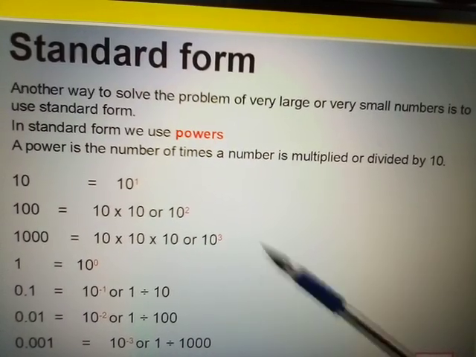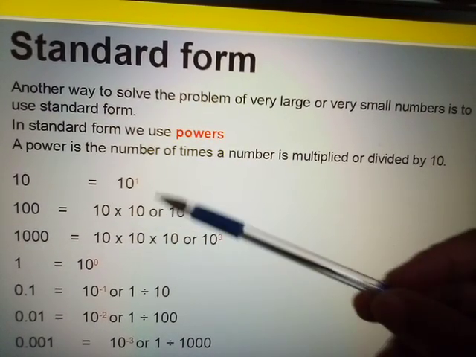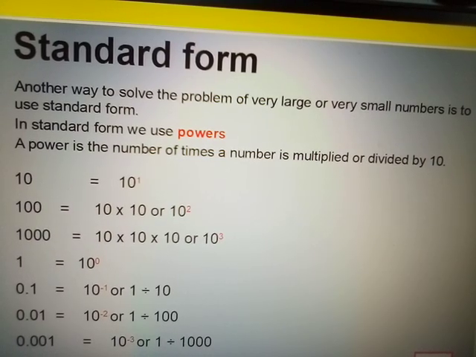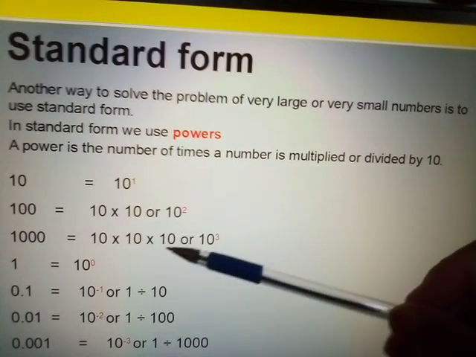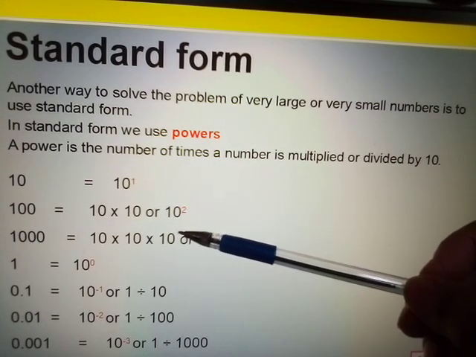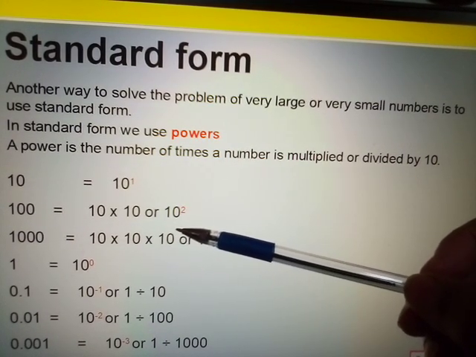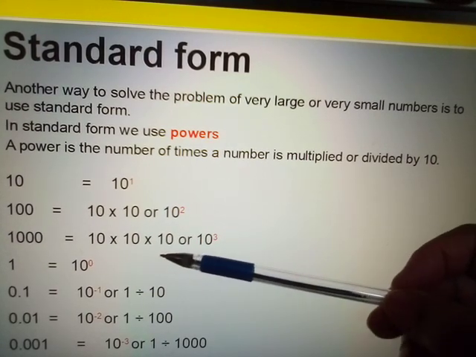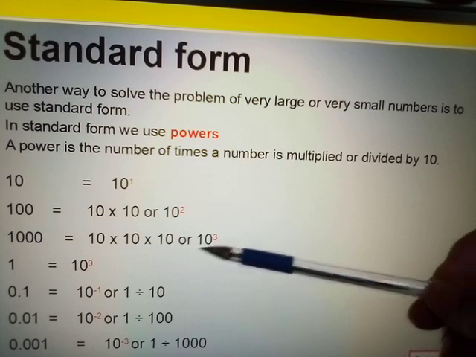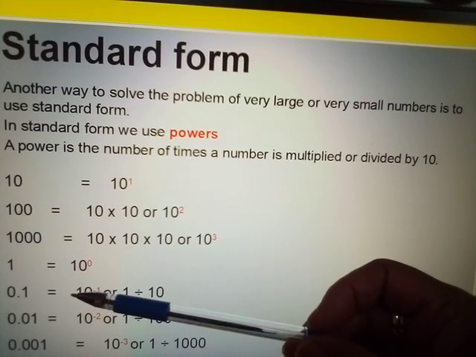Okay? And here you have values. 10 equals 10 to the 1, 100 equals 10 times 10, or just 10 squared. 1000 equals 10 times 10 times 10, or 10 to the cube. 1 equals 10 to the 0.